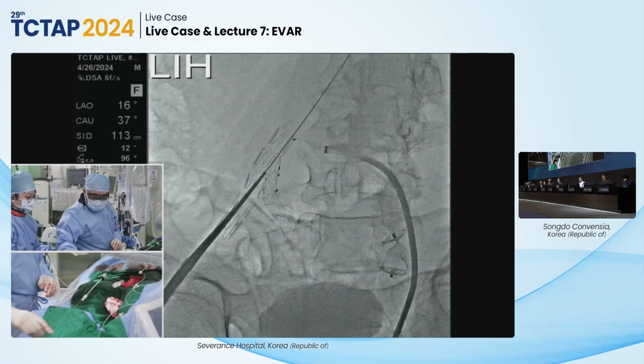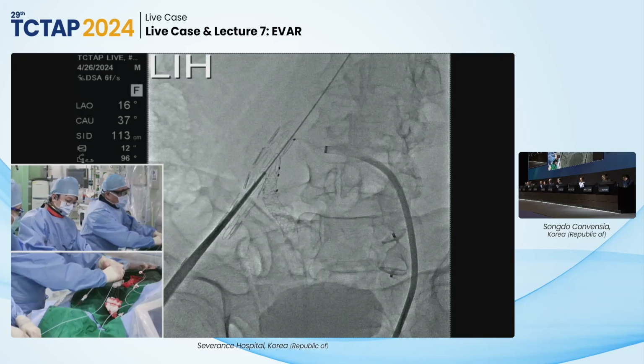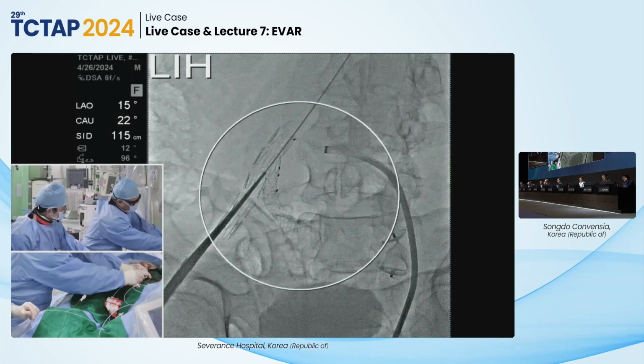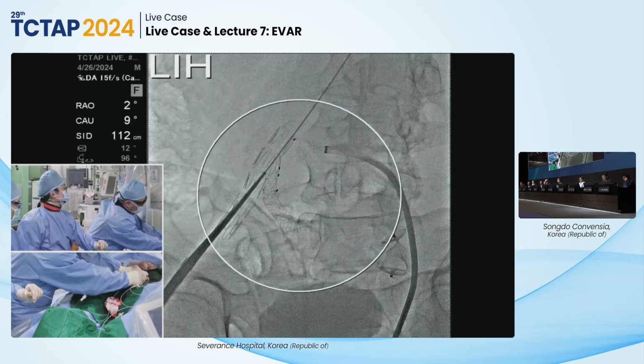So now we'll try to implant the main body.